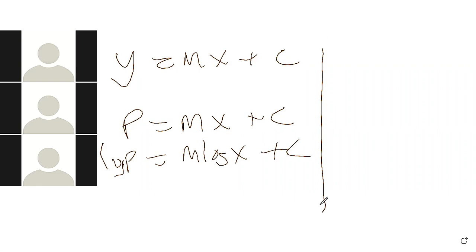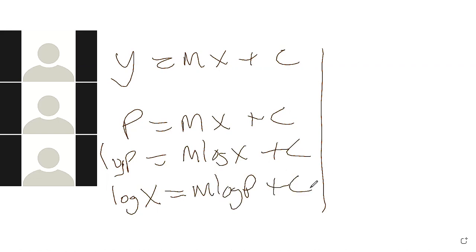Yes, and that's why I was saying it depends on the linear equation. Because if we change this one here, for example, to log x is the same as m log p plus a constant c, then this time I'm going to have log x on the vertical axis and log p on the horizontal axis. So it depends on the linear equation, y is equal to mx plus c. But the concept is the same. Whatever goes on the vertical axis and the horizontal axis, the gradient will be the coefficient of the variable on the horizontal axis.